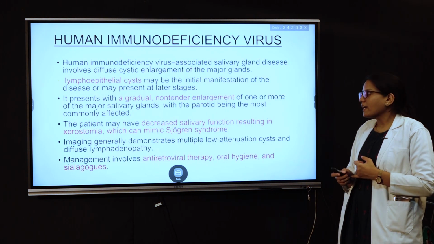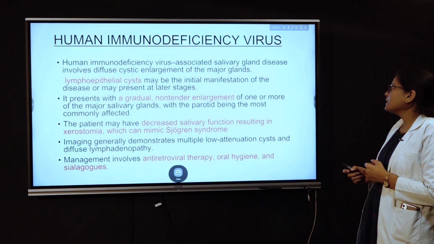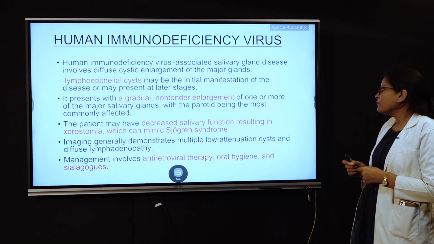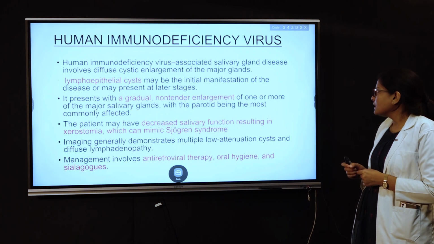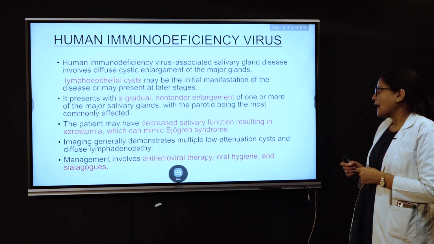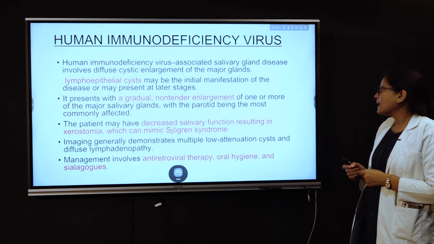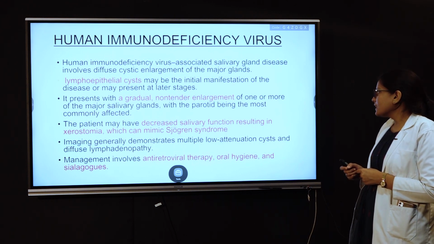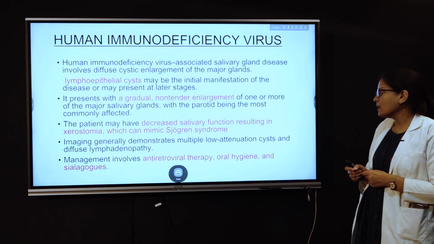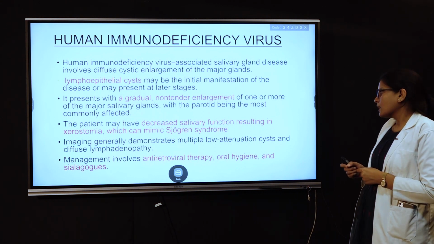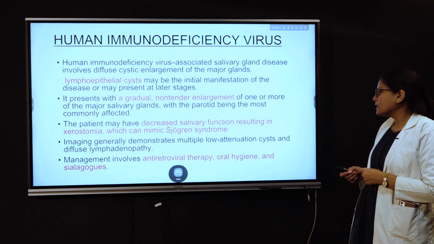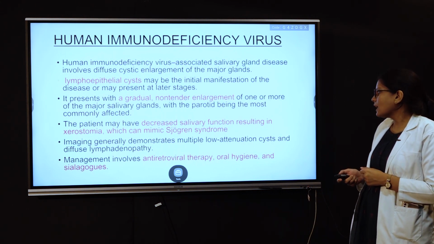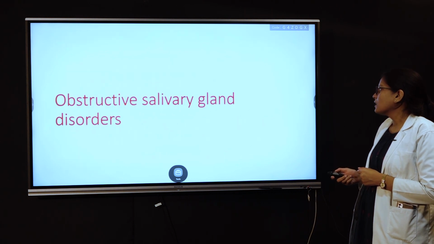The other most common viral infection is your human immunodeficiency virus associated salivary gland disorder, and it is seen as a lymphoepithelial lesion, which may be the initial manifestation of the disease, and it presents as a gradual non-tender enlargement of one or more of the major salivary glands, and the patient may have decreased salivary function resulting in xerostomia, which can mimic Sjogren's syndrome. And the management of the case involves antiretroviral therapy, oral hygiene and sialogogues.